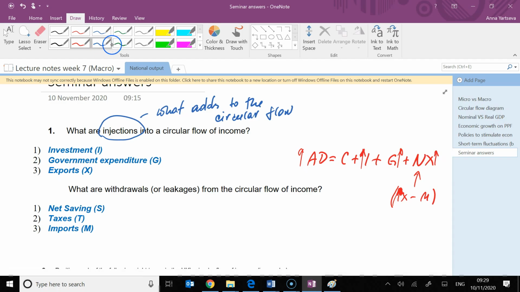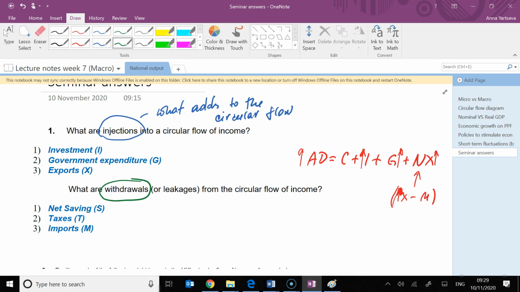And withdrawals are actually the opposite thing. Withdrawals are leakages from our circular flow. These are things which will reduce the amount of goods and money circulating in the economy. And generally, this includes savings, taxes, and imports. So these are the opposite to injections. Why savings will reduce the total production level, total size of our circular flow?